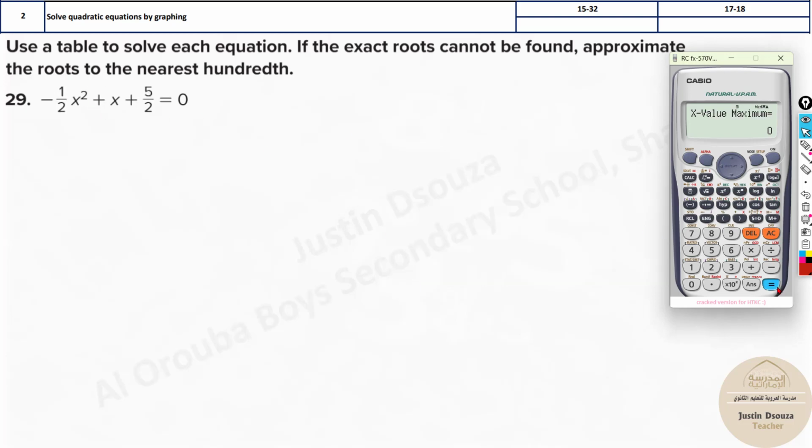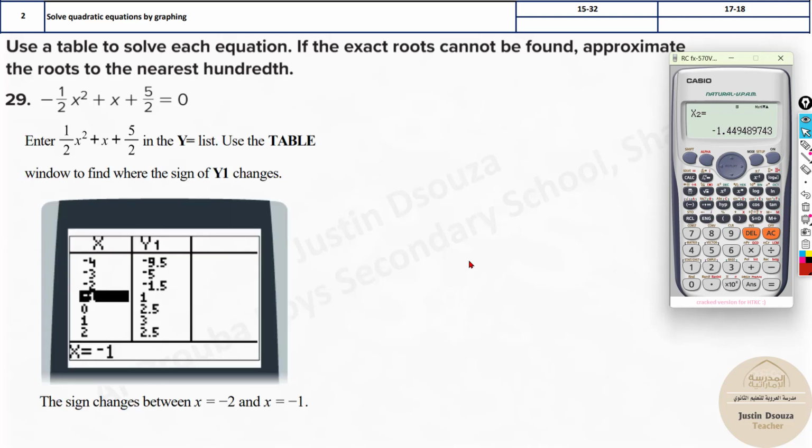Now over here, whatever the coefficient is, write it as it is. Negative half or 0.5, plus 1, next one, plus 5 by 2 or 2.5. You can write 5 by 2. I'll just show you. Just use this, 5 divided by 2 is the same as 2.5. Okay. So the answer is 3.45 and negative 1.45.